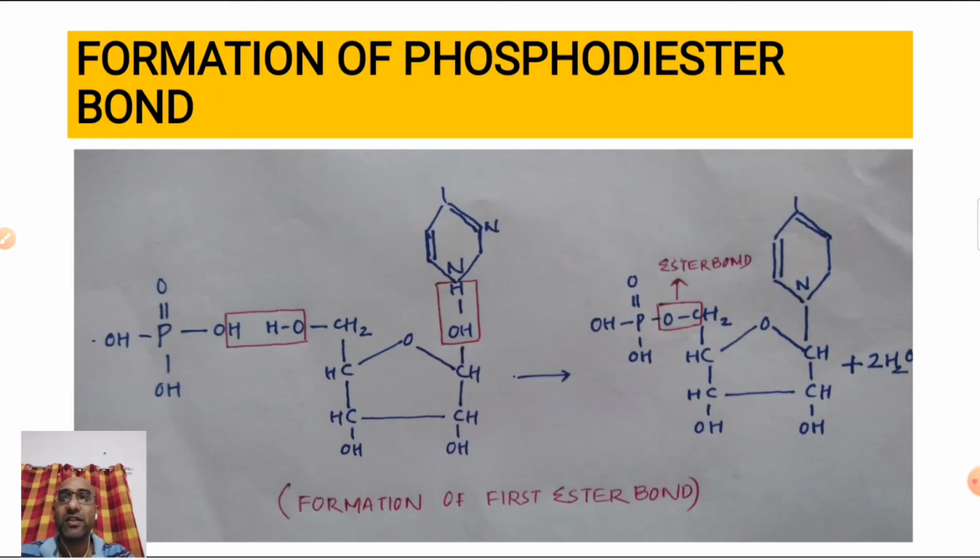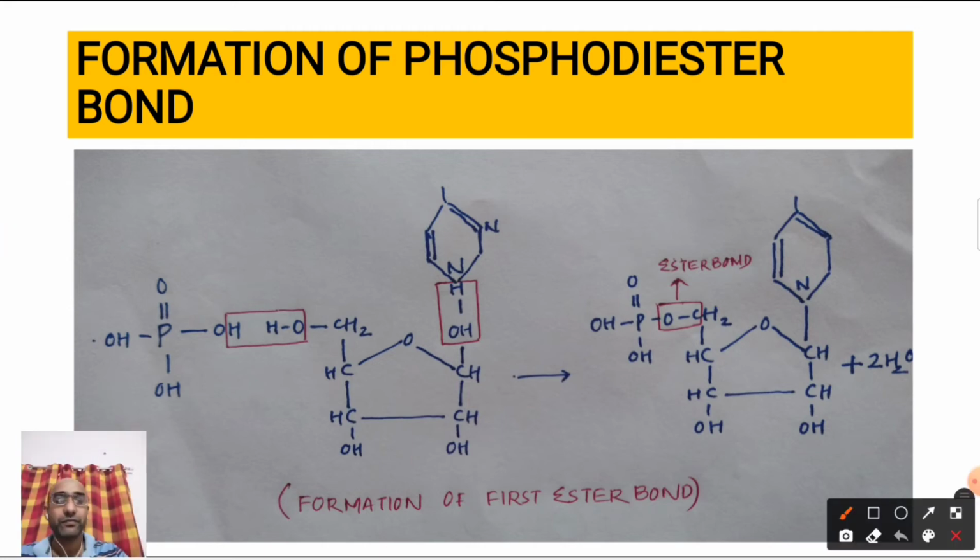Now this is the formation of first ester bond during the nucleotide formation. As you can see here, this is a nitrogenous base. Then this one is a pentose sugar. Got it? And this one is the phosphate group. Got it? Phosphoric acid, we call it phosphoric acid. So now the pentose sugar and nitrogenous base, they are attached and water is released.